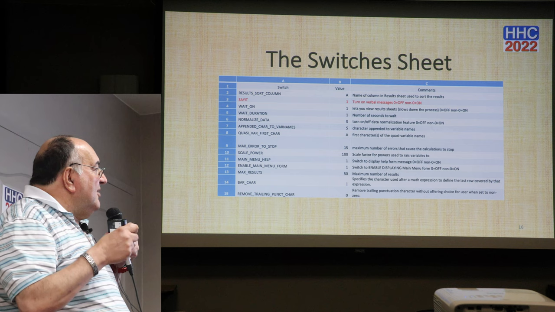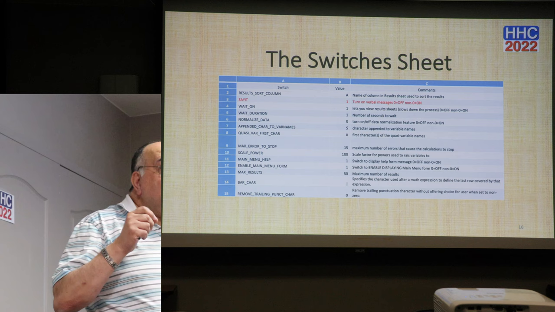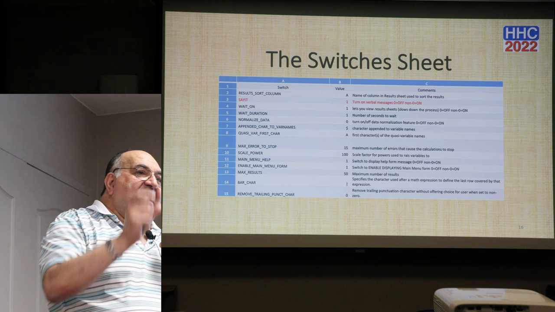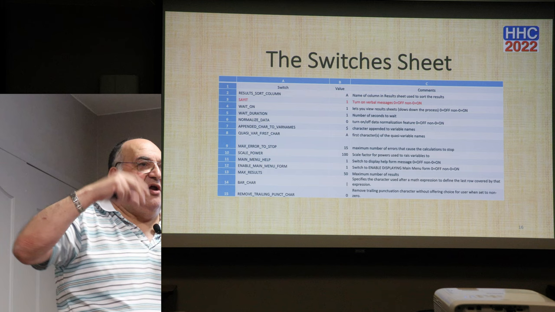Let's see, scale power. If you're using integer power and integer increments, you're fine. But if you're using fractional powers, like by half, it's best to scale everything by, say, 100. This way it will not make an error in raising the correct power, but you do rounding.